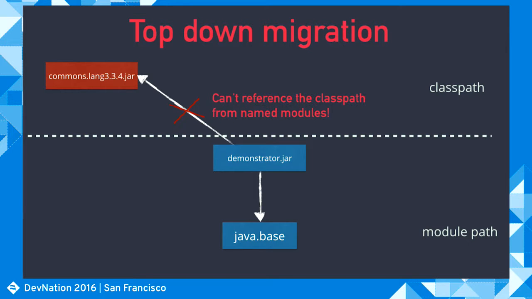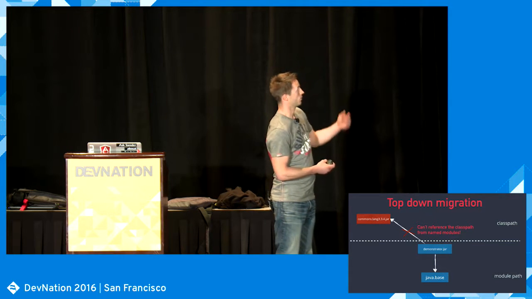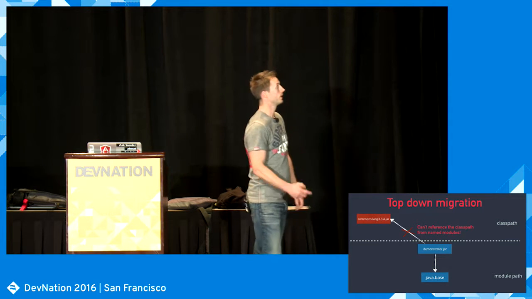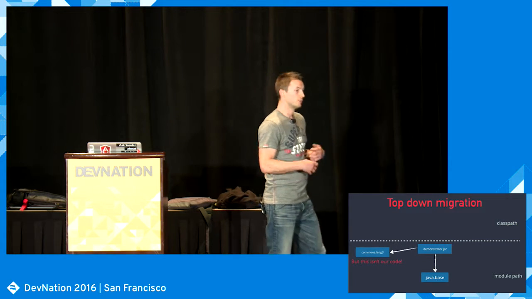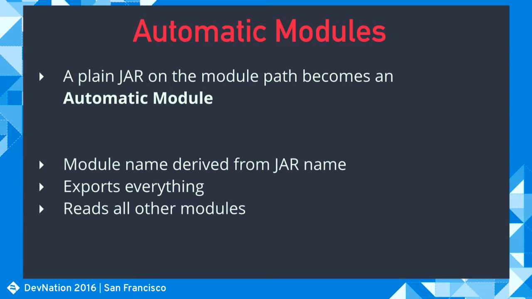Because if you're on the module path, it's impossible to load types from the class path. And as long as commons lang is still on the class path, I can't see it, I can't access it. So that's a problem. And the only solution to that problem is that I have to move that library somehow to the module path. But then you can say, well, hold on, I'm not a maintainer of commons lang, and probably I have 50 other dependencies, and I don't want to go into their source code, add module infos and make them libraries, just so that I can move to the module path. That would just be too much work for a serious application. And that's where the automatic modules come in.